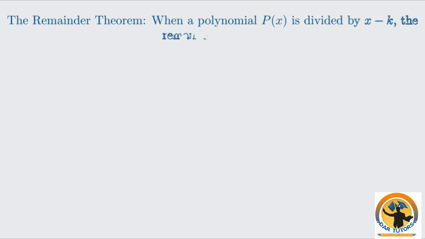The remainder theorem states that when a polynomial p of x is divided by a linear factor x minus k, the remainder is simply p of k. Let's understand why this is true. We can use the division algorithm, which states that for any polynomial p of x and a divisor d of x, we can write p of x equals q of x times d of x plus r of x, where q is the quotient and r is the remainder.